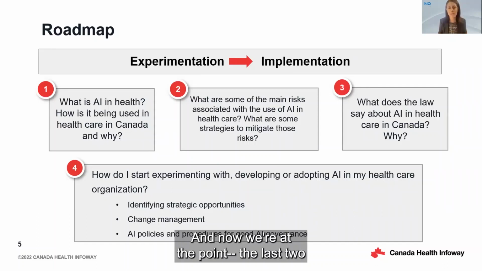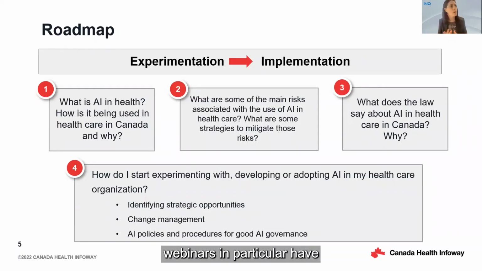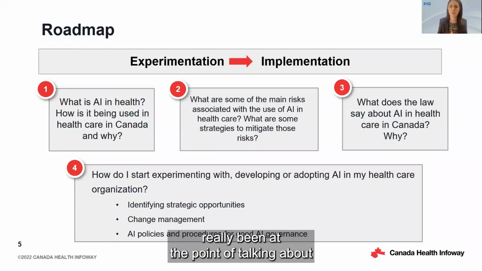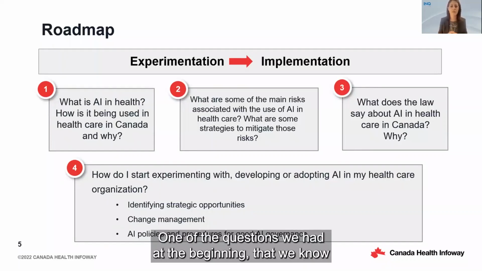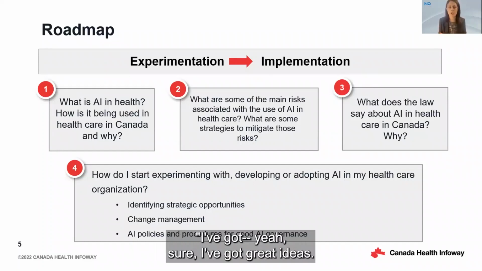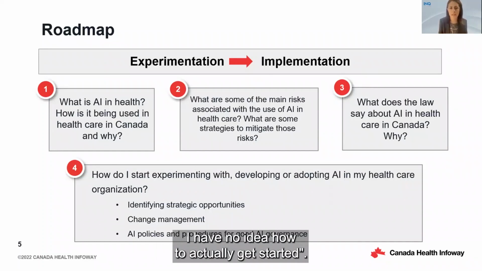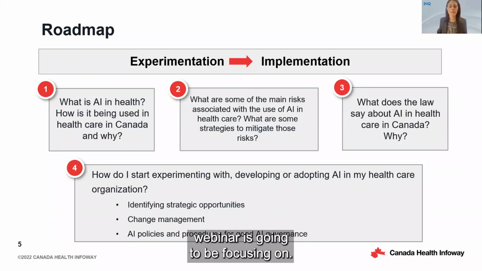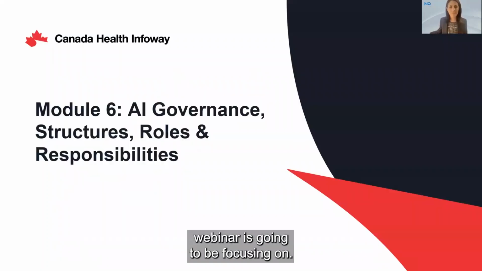And now, the last 2 webinars in particular have really been at the point of talking about some of the tools that you can use to actually get started. One of the questions we had at the beginning, which circles around a lot, is: I've got great ideas, but I have no idea how to actually get started. So this is really what this particular webinar is going to be focusing on. We are going to be talking about good governance of artificial intelligence.